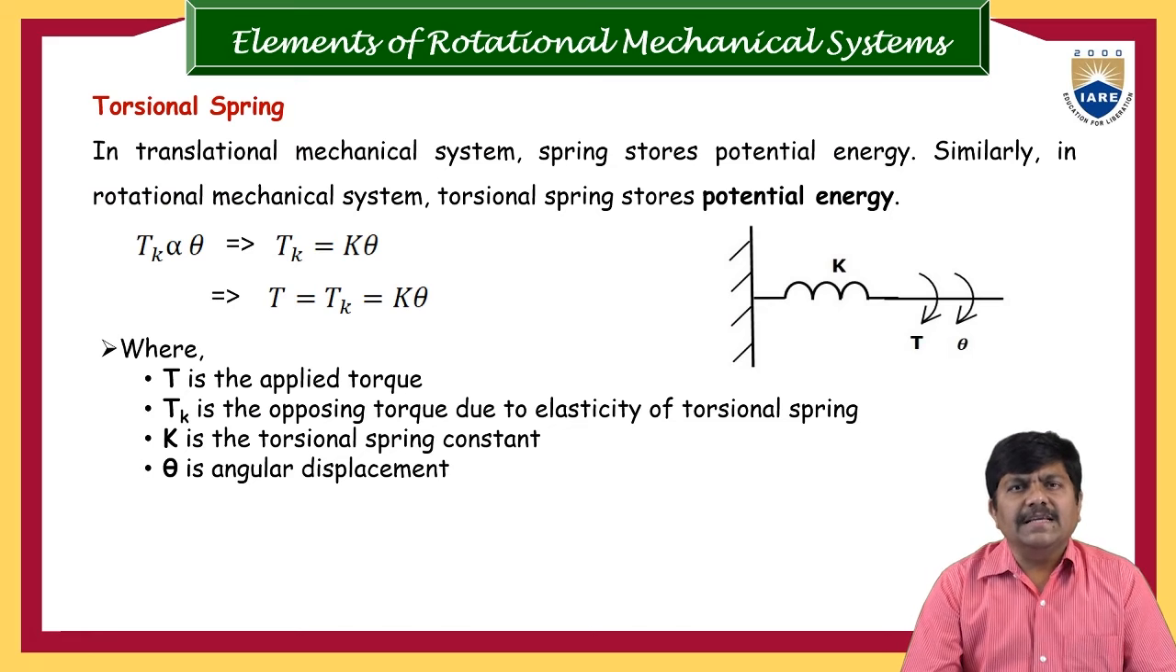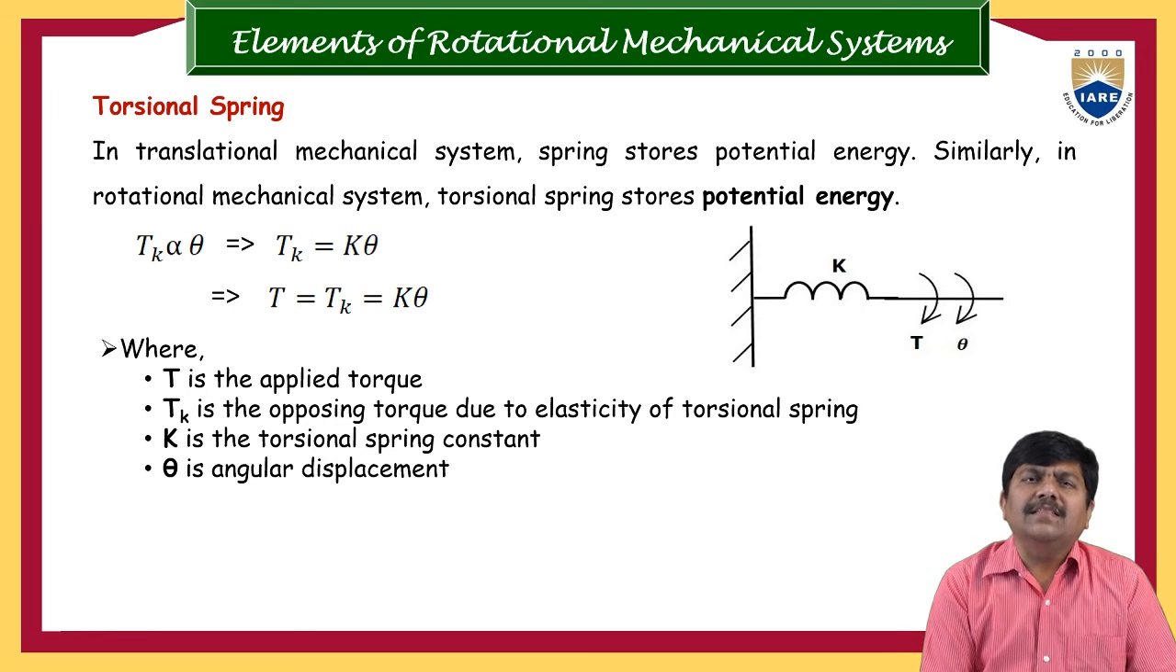Now the next element is the torsional spring. This we have already studied as part of translational systems. Representing that torsional nature, which is nothing but the spring nature, the elasticity nature, can be done like this. Again, this is a rotating, revolving shaft here. This is the way of input. That input is nothing but the torque T, and the output is nothing but theta.